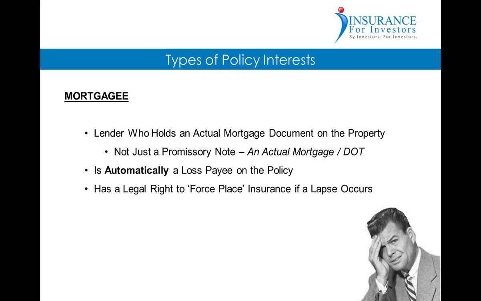Mortgagee. This is the fourth party position, or fourth policy position, that gets confused. A mortgagee is a lender who holds an actual mortgage document on the property. A mortgagee is automatically a loss payee. So if you're a mortgagee, you're automatically, by default, considered a loss payee. Now let's understand what a mortgage document on the property means. It means not just a promissory note.